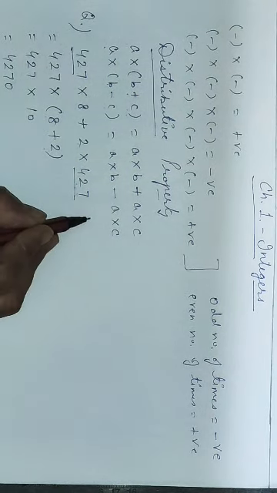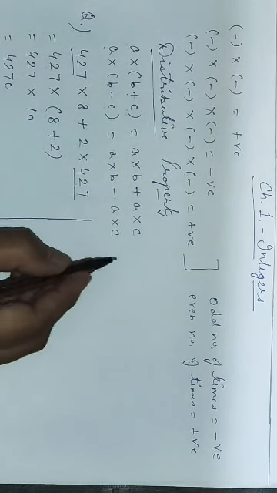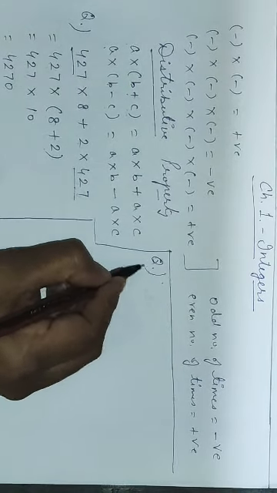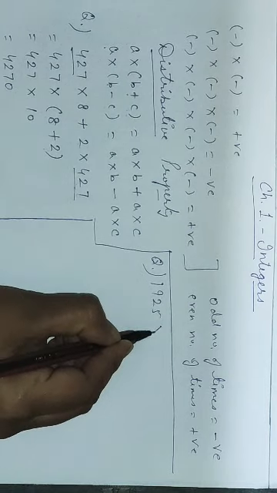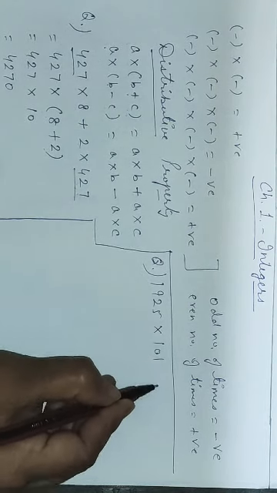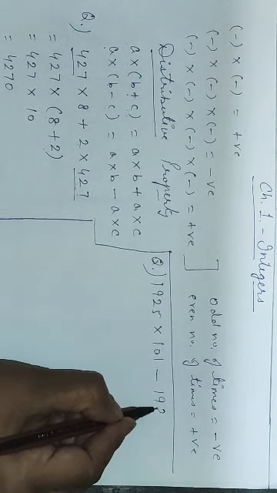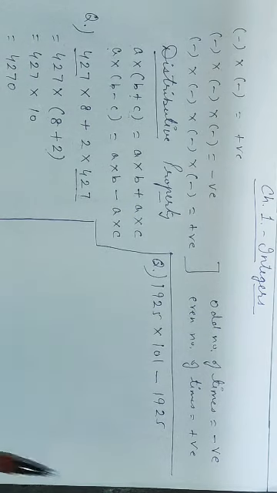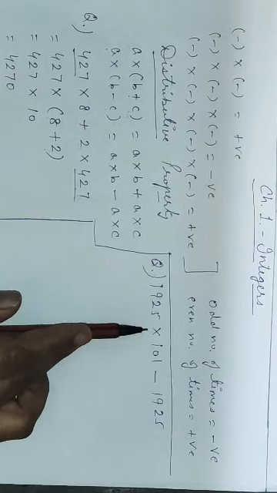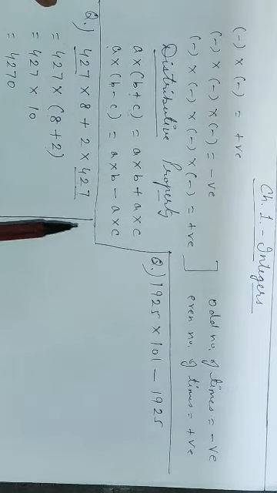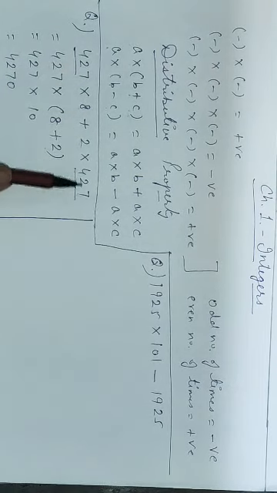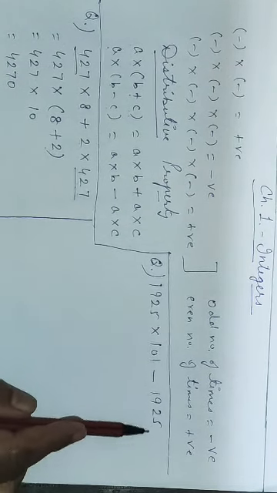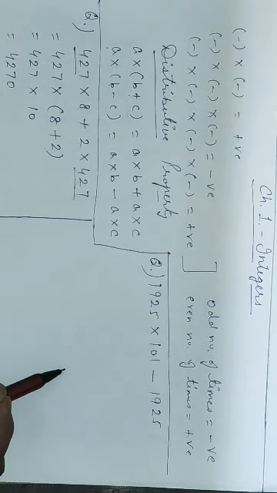Now let us take one more question. Question says 1925 multiplied with 101 minus 1925. Now if I see here, 1925 can be taken as common. But if you compare the question with the previous question, here we are having two numbers to multiply here and here also. Here 1925 is to be multiplied with 101, but here we are not having any number to multiply. What to do?